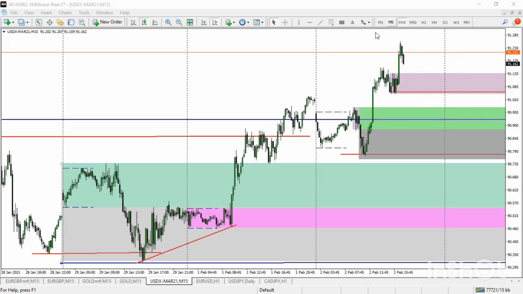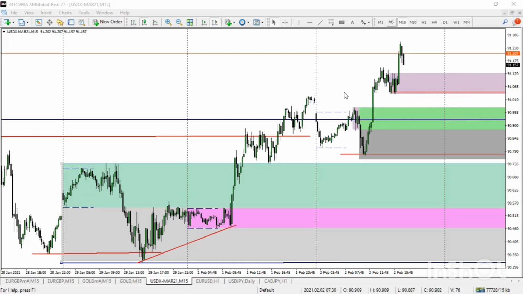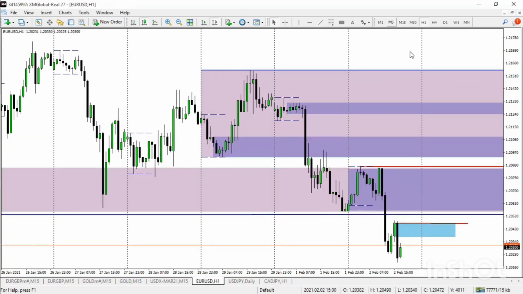You cannot predict what the market will do. All you need to do is just mark your key levels, and then if they come to those levels and you get a lower time frame bullish or bearish BMS, then you buy or sell. Even this one, same thing.